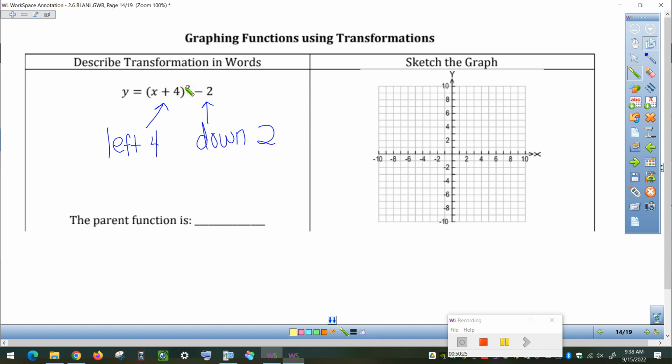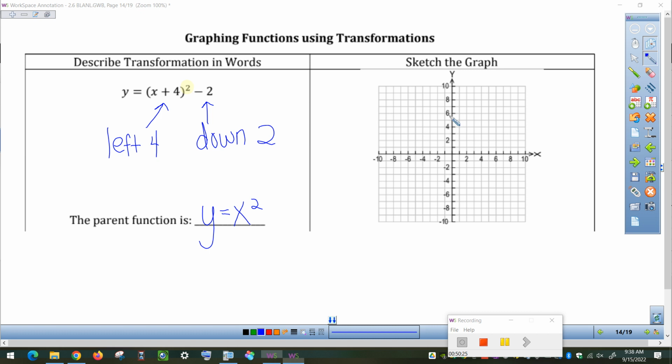Now the clue that I'm looking for to find the parent function, I'm either looking for a squared symbol, an absolute value sign, or a square root symbol. But I can see clearly here that I saw a squared symbol, so the parent function is y equals x squared. Now we are going to be a little bit more particular right now with our graphs. Rather than just saying, okay, left 4, down 2, that's going to be somewhere over here. Well, close. We're going to be more exact.